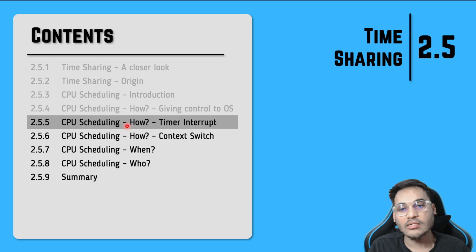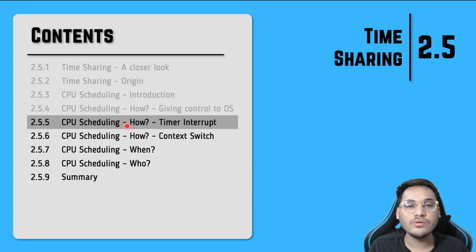So the first part in understanding the mechanism behind CPU scheduling is to understand how the user process will give control to the operating system, right? Because unless the operating system has the control of the CPU, it cannot perform CPU scheduling. So the first part is transferring control to the operating system. And in the previous video, we talked about an approach where we trust the user process to give up the control of the CPU on its own, right? But we saw that there are several issues with that approach, right?